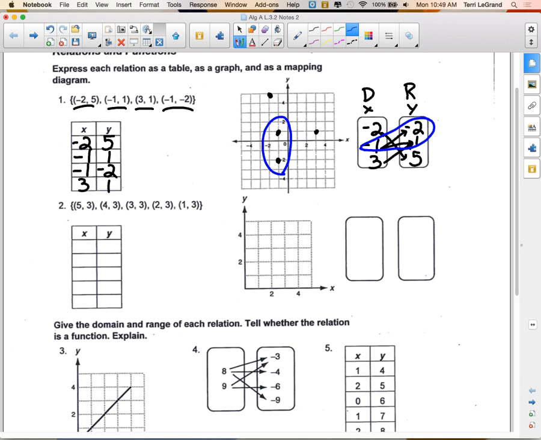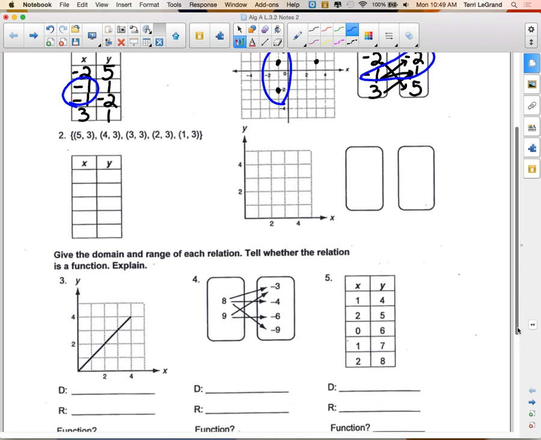Probably not. We might look at this and think we have 2 different x values going on here, but we really have one x value, but again, 2 different y values that go with it, don't we? So this one's not a function, is it? Okay, let's go on to number 2.